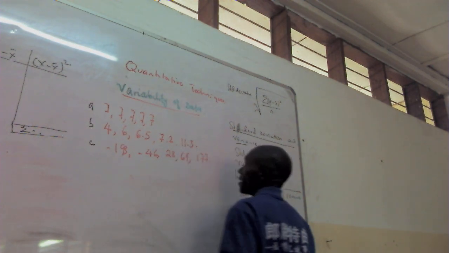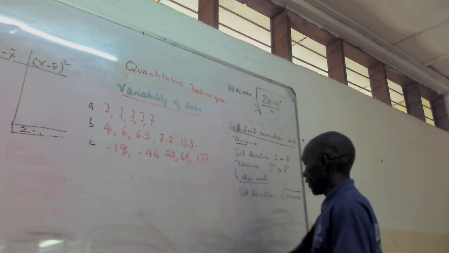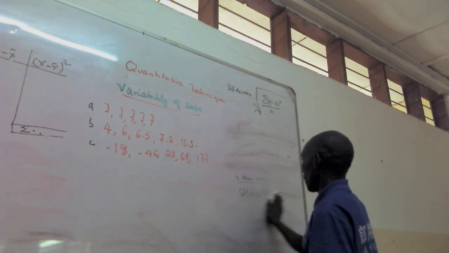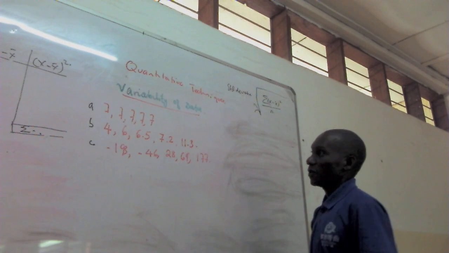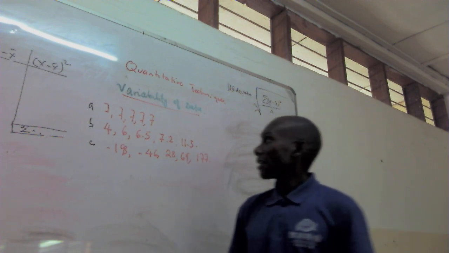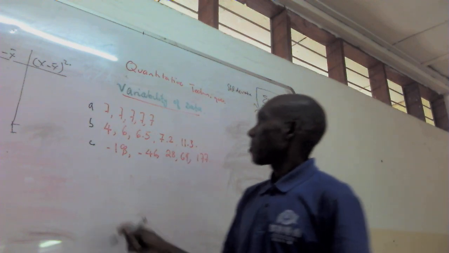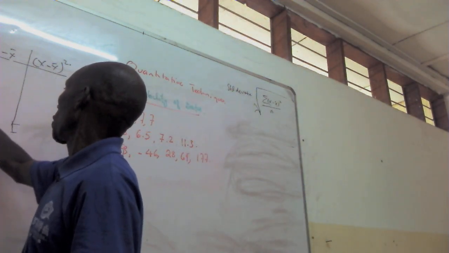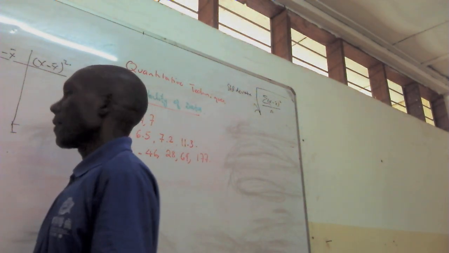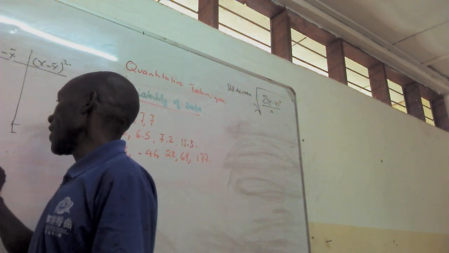Let's start with the standard deviation for the first one. And then we go to standard deviation for the third one. Then we'll go to the standard deviation for the last one. Now, if you look at the first one, n is 5, with 1, 2, 3, 4, 5 values. We need to find x bar. X bar is equal to the sum of x divided by n.